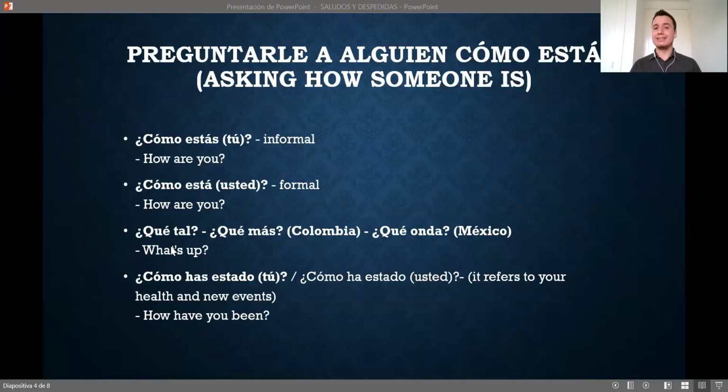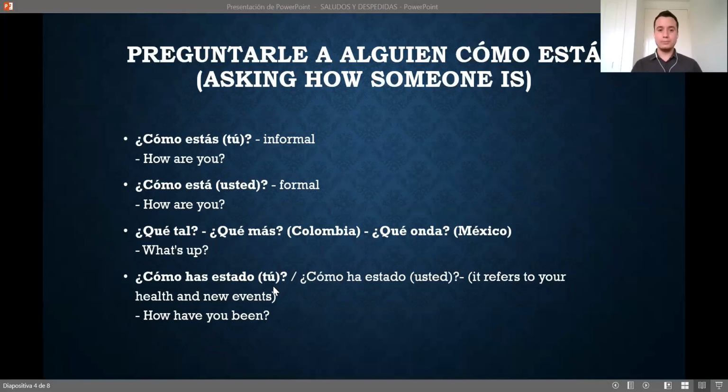Then we have ¿Qué tal? ¿Qué tal? Which is what's up in English. However, depending on the country, we have similar expressions like ¿Qué más? ¿Qué más? is an expression from Colombia. ¿Qué onda? Which is an expression from Mexico. But the three of them, ¿Qué tal? ¿Qué más? And ¿Qué onda? Mean the same.